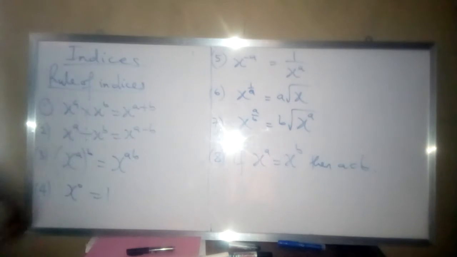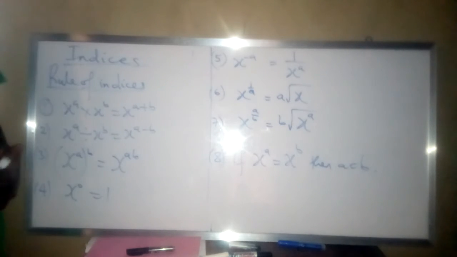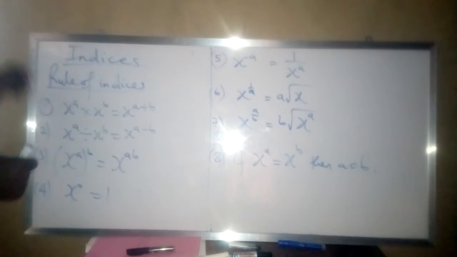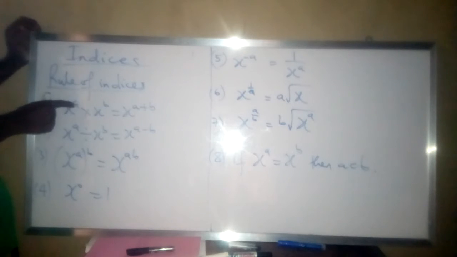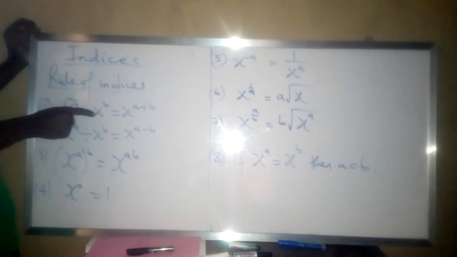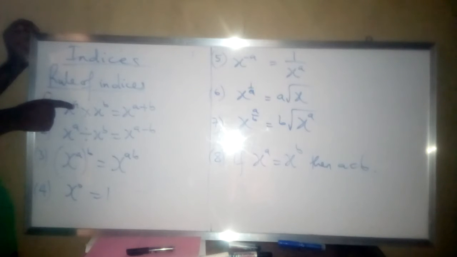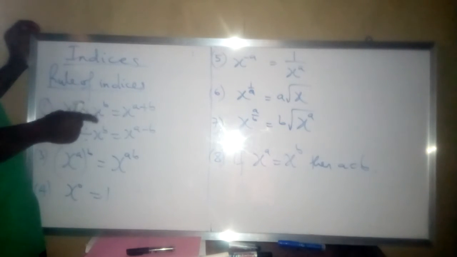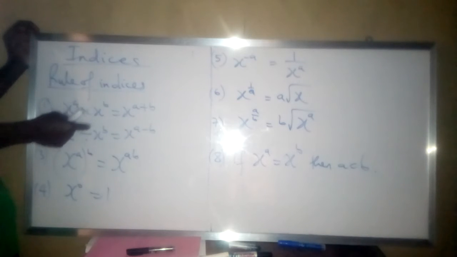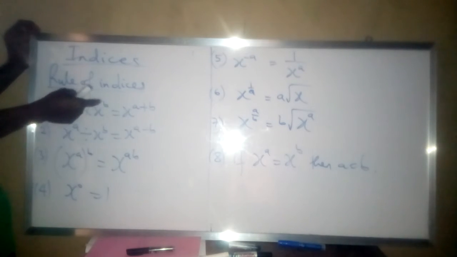Rules of indices. We shall look at the rules that guide indices. First, if you have x raised to power a multiplied by x raised to power b, the values, the variables up there are called powers. X is an integer here to the power of what? A multiplied by x raised to power b. We treat x as an integer variable while we have a and b as powers.